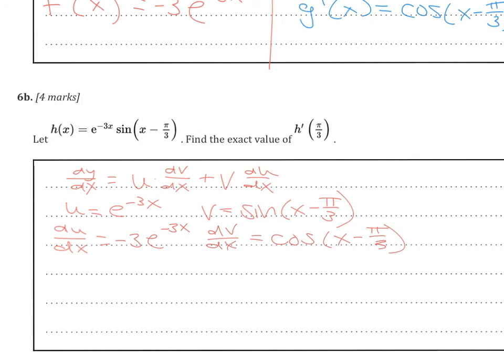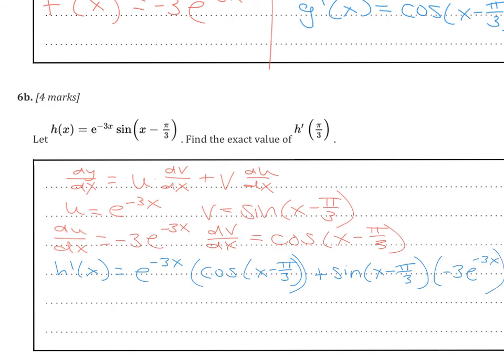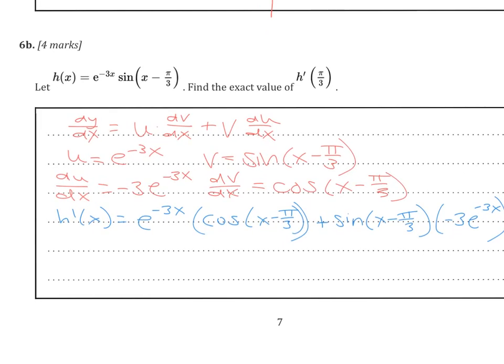And then we're going to substitute into the product rule. So we know that h prime of x is going to be u, e to the negative 3x, times dv dx, which is cosine of x minus pi over 3, plus v, which is sine of x minus pi over 3, times du dx, which is negative 3e to the negative 3x. And then our next step is, because we found the function, but we haven't found the derivative at pi over 3, so we are going to substitute in.